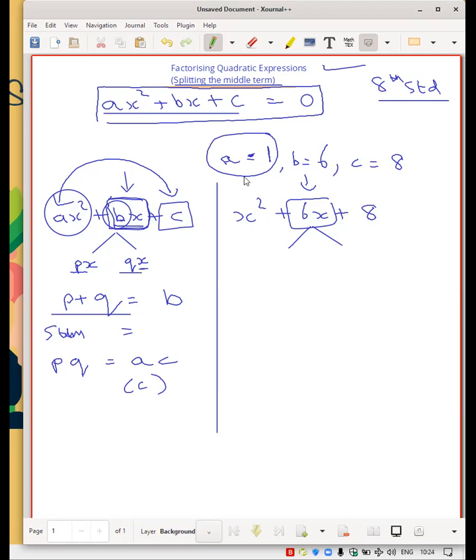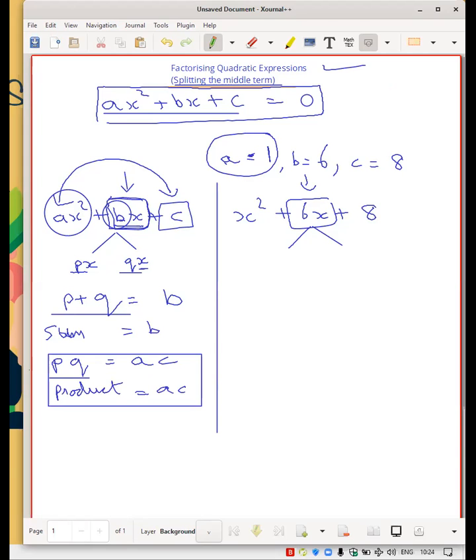Or let's take it as AC only. Let's not confuse ourselves. So the product of the terms is equal to AC. The sum of the terms is B, the product of the terms is AC. First rule, the product of the terms is AC. Second rule, the sum of the terms is the middle term, the value of B. Is this clear? Please copy this down first, then I'll explain it to you in this sum.